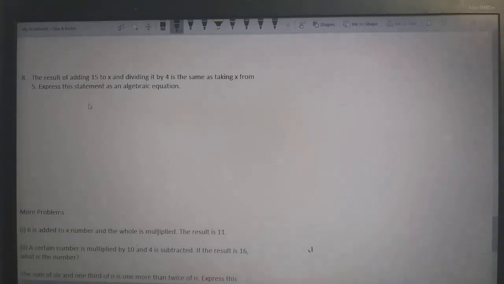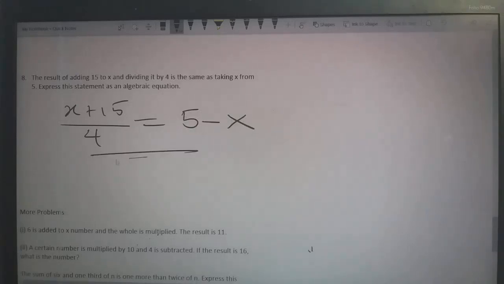So here, adding 15 to x, we have x plus 15. The result of this is still the same thing, and dividing it by 4. They now say the entire result will be taking x from 5. Taking x from 5, that will be 5 take away x. We've expressed it as an algebraic equation.